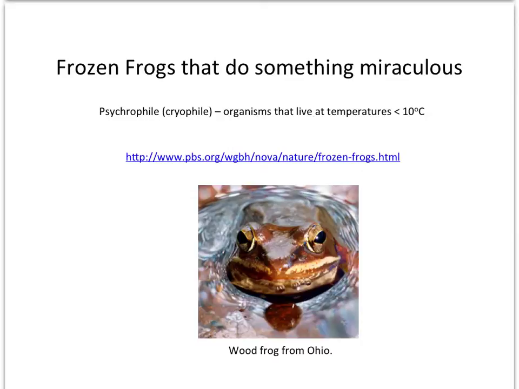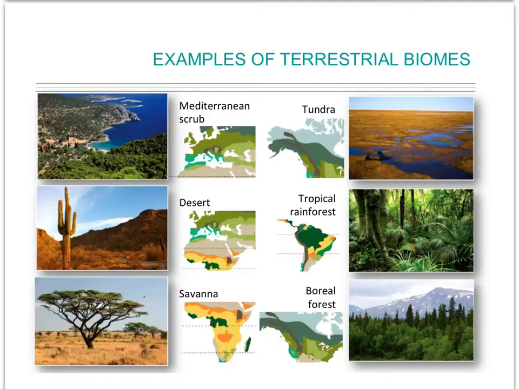These are some examples of the terrestrial biomes that we're going to study today. The tundra biome that you might find in Alaska, tropical rainforest that you might find in the Amazon, boreal forest that you might find in northern Canada, savanna that you would find in southern Africa, desert biomes that you would find in the Sahara or in the southwest of the United States, and Mediterranean biomes that, as the name suggests, you would find around the Mediterranean Sea.